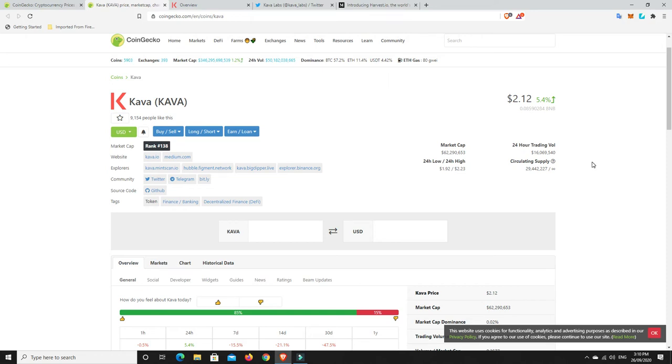Well, today I thought I'd do a review of a project that I got into a little while ago. So let's have a look at KAVA. KAVA hasn't been out for too long. It actually works on the Cosmos chain and it's a DeFi program.